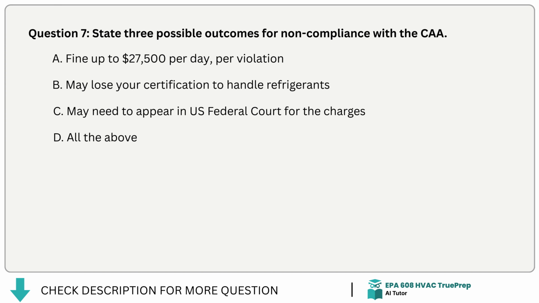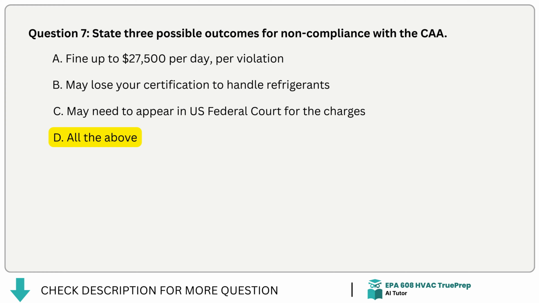Question 7. State 3 possible outcomes for noncompliance with the CAA. A. Fine up to $27,500 per day per violation. B. May lose your certification to handle refrigerants. C. May need to appear in U.S. federal court for the charges. D. All the above. The correct answer is D.